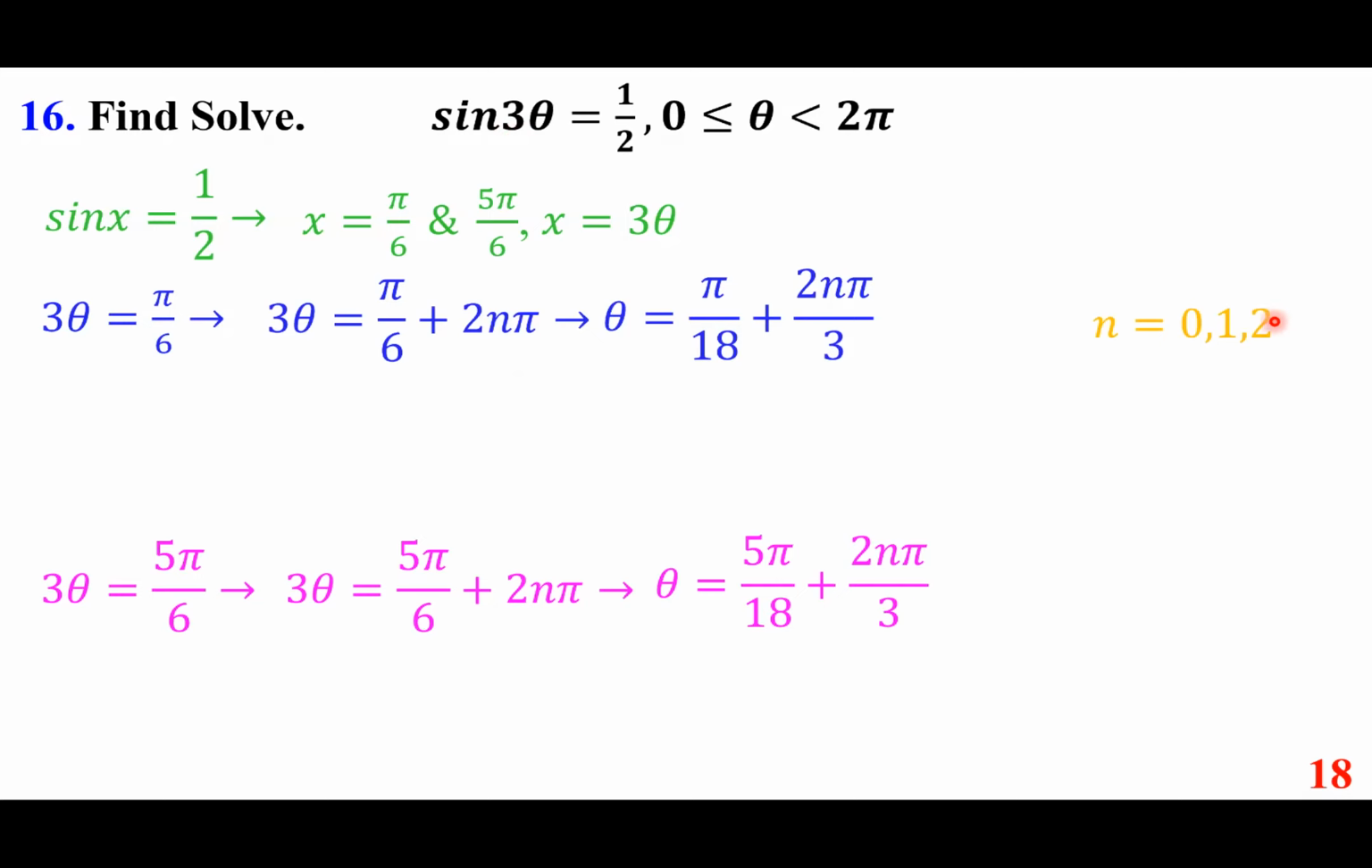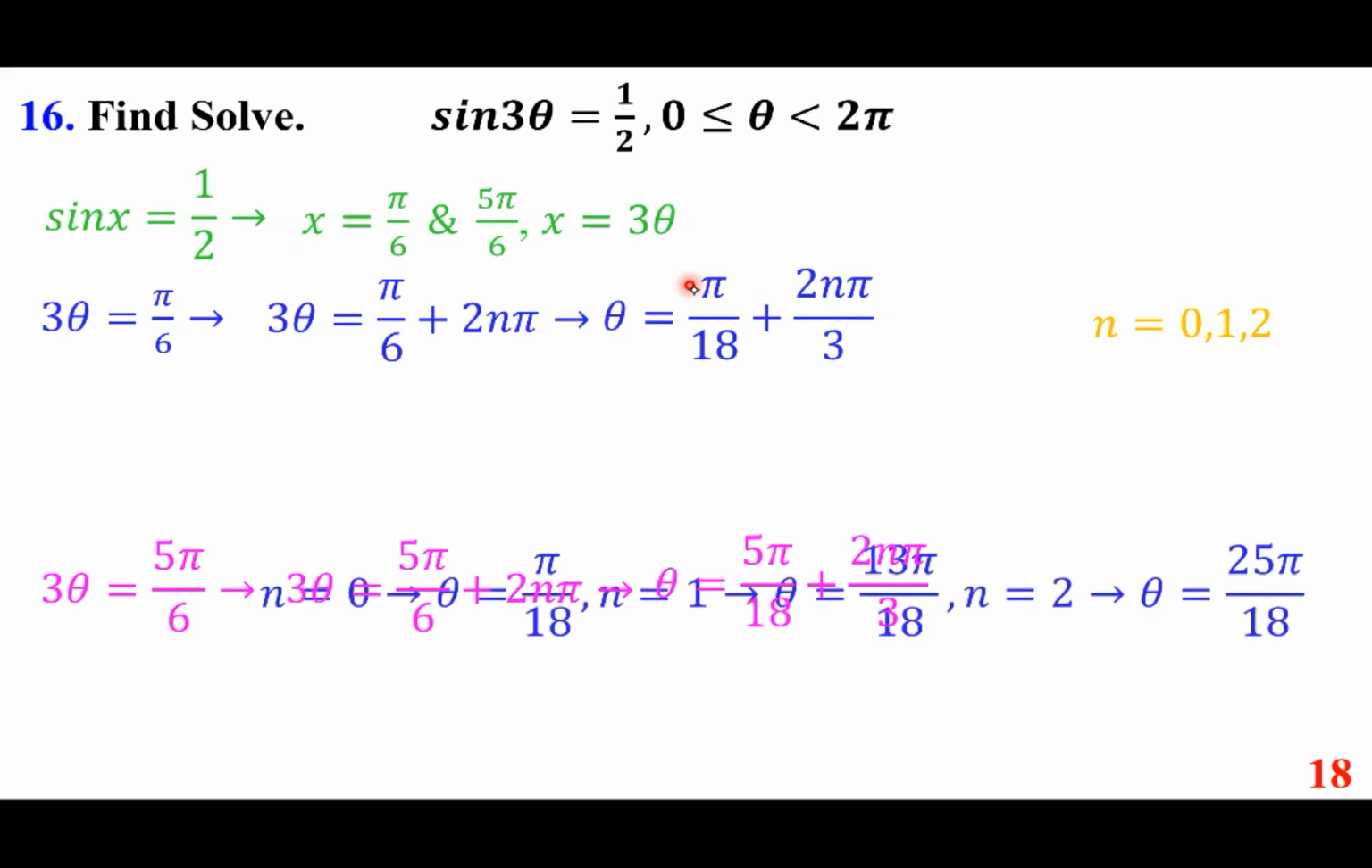And the reason we don't go with the next one, number 3, is that if you choose n to be 3, this n cancels this one, and it goes plus 2 pi, which is one complete revolution after this number. So it goes to the same point that we started with. So if n is 0, this is pi over 18. If n is 1, 2 pi over 3 is the same as 12 pi over 18, because you multiply this by 6, and we get 13 pi over 18, and the last one is 25 pi over 18.